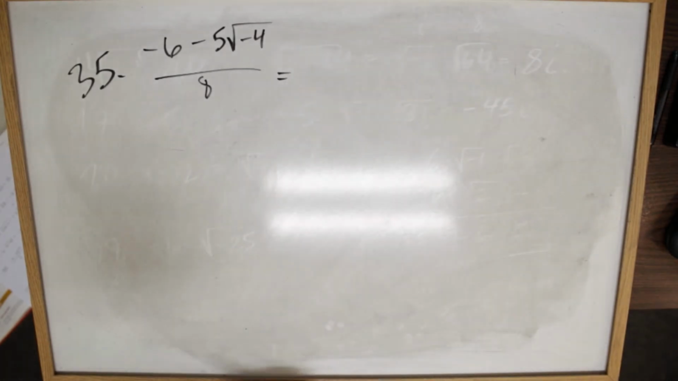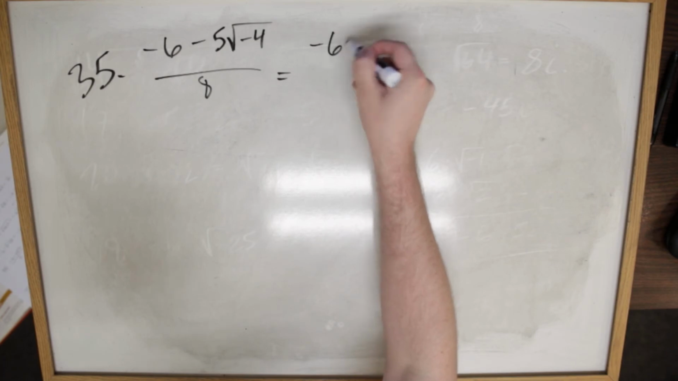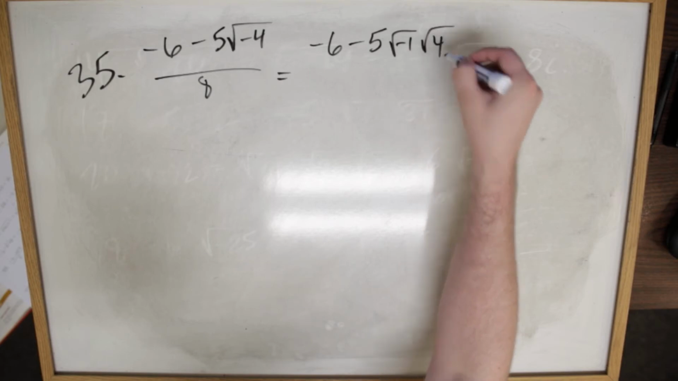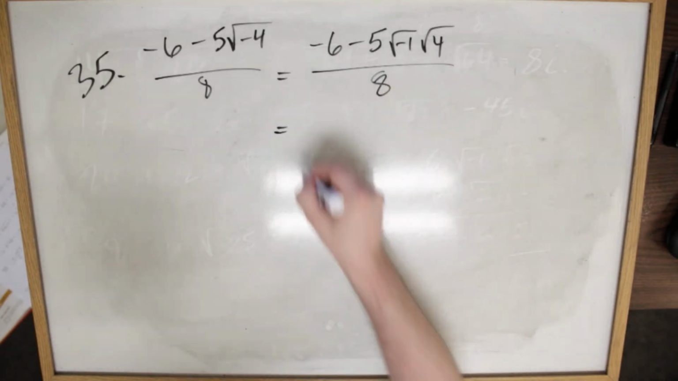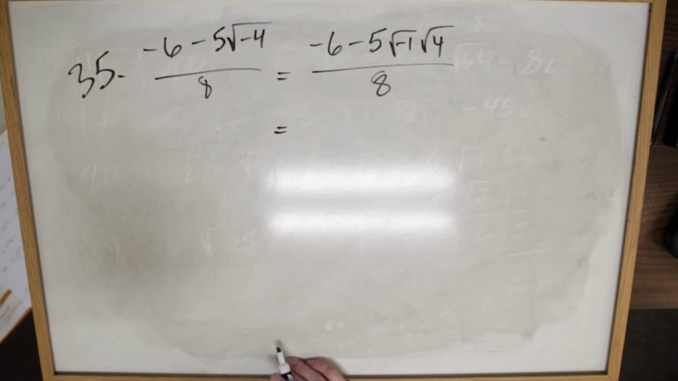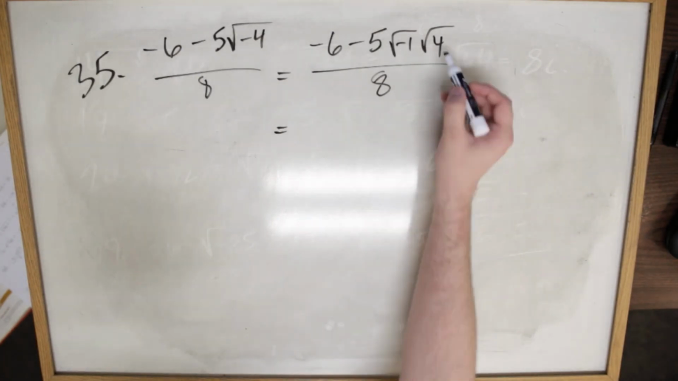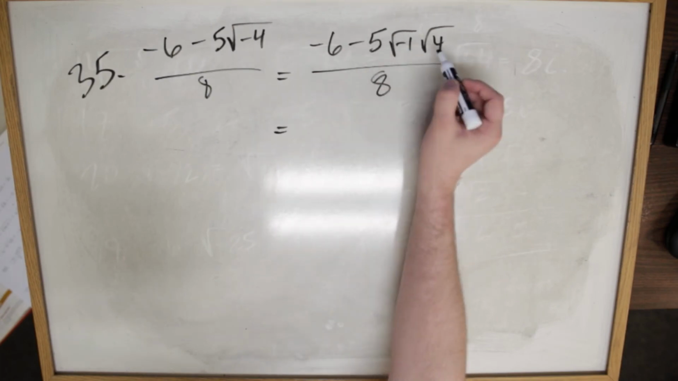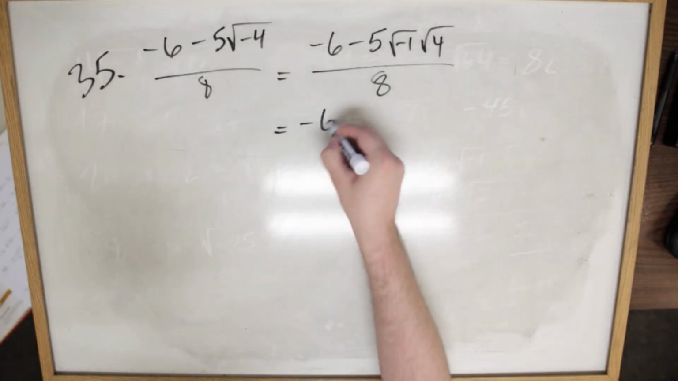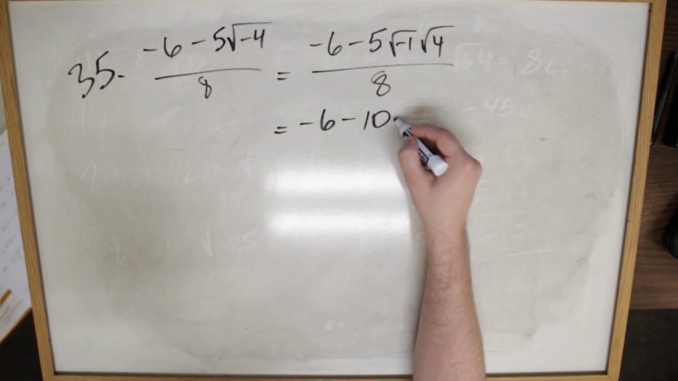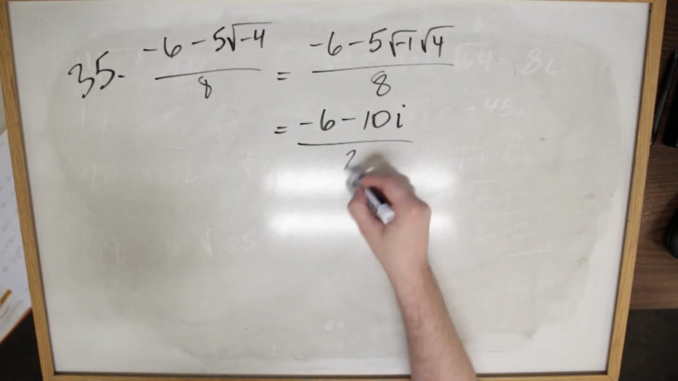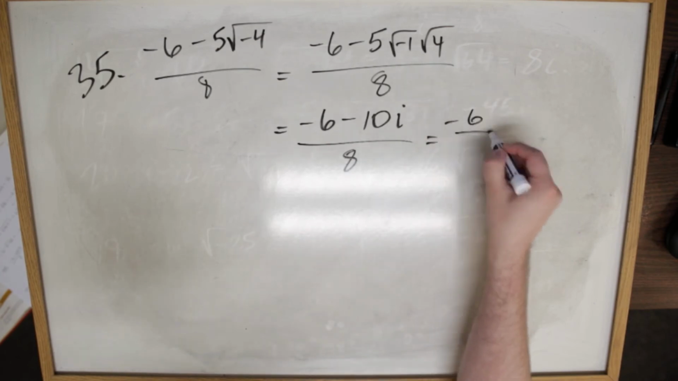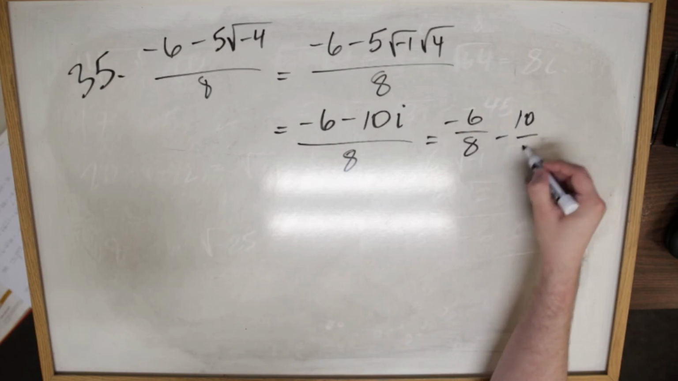So here we have this problem. This is going to be minus 6 minus 5 times the square root of minus 1 times the square root of 4, all over 8. Now let's do it a piece at a time. The square root of 4 is 2, the square root of minus 1 is i, and we have minus 5. So minus 5 times 2 times i is minus 10 times i. So we get minus 6 minus 10i, all over 8. So minus 6 over 8 minus 10 over 8 times i.